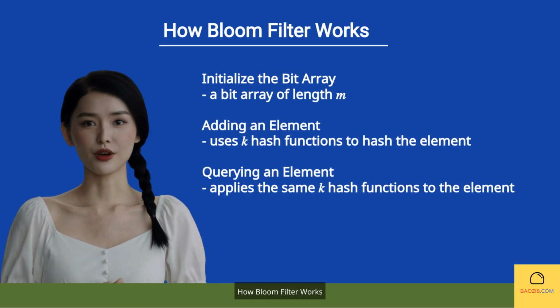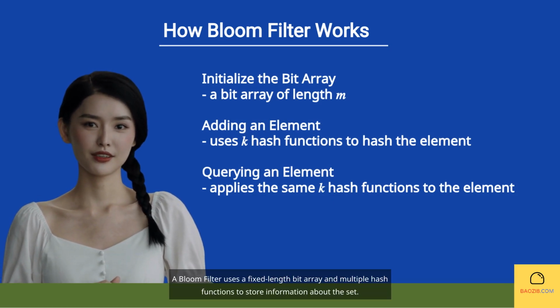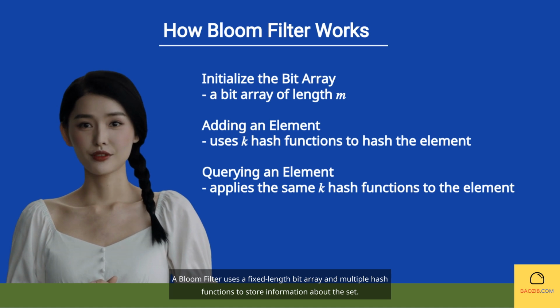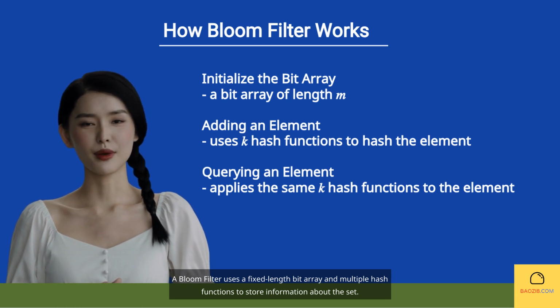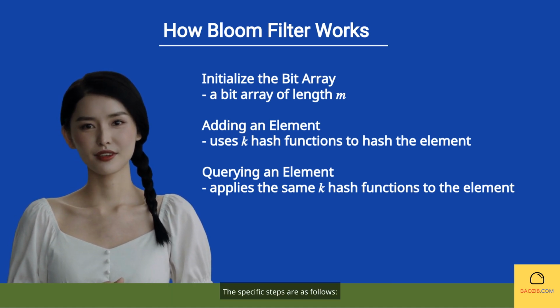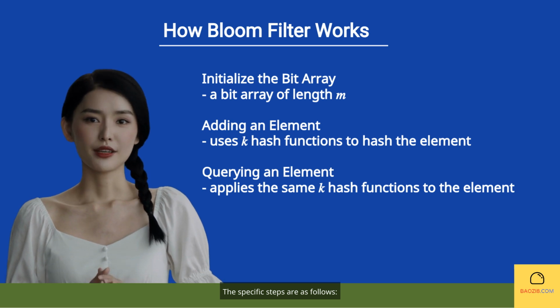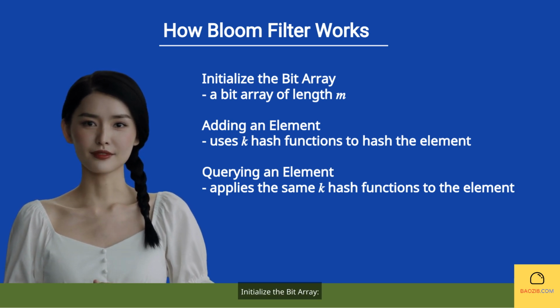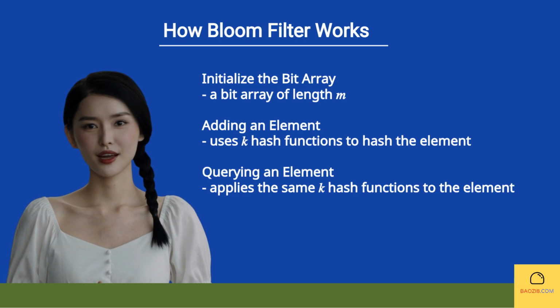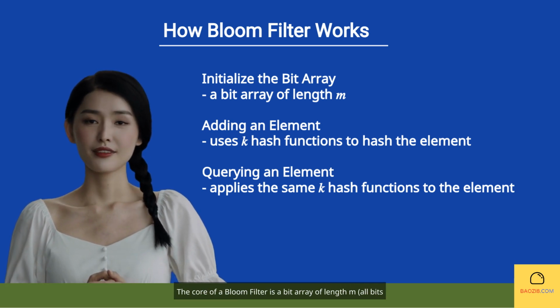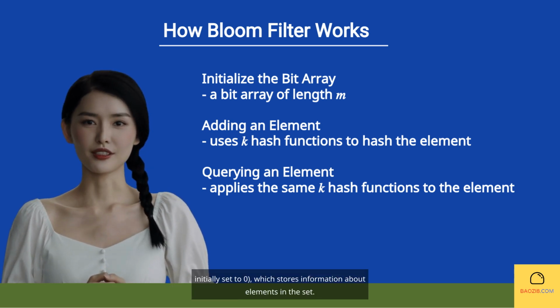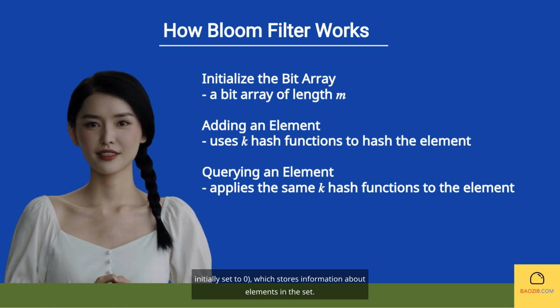How a Bloom filter works. A Bloom filter uses a fixed-length bit array and multiple hash functions to store information about the set. The specific steps are as follows. 1. Initialize the bit array. The core of a Bloom filter is a bit array of length m, all bits initially set to 0, which stores information about elements in the set.